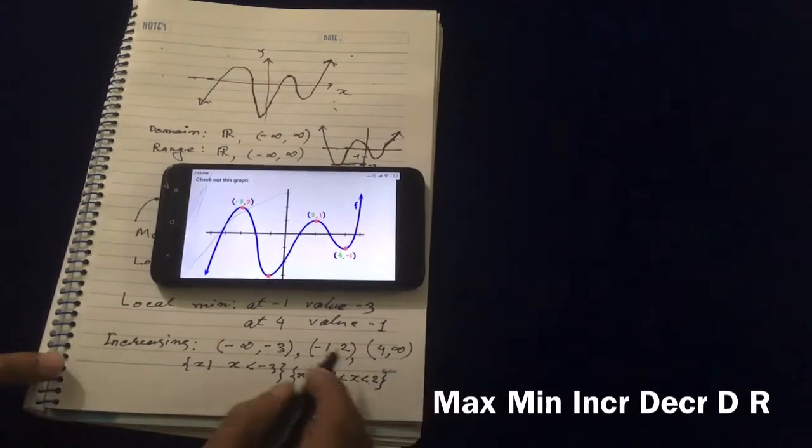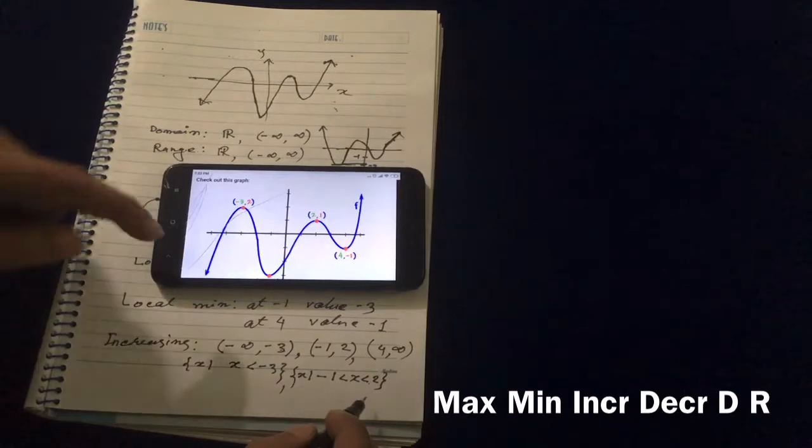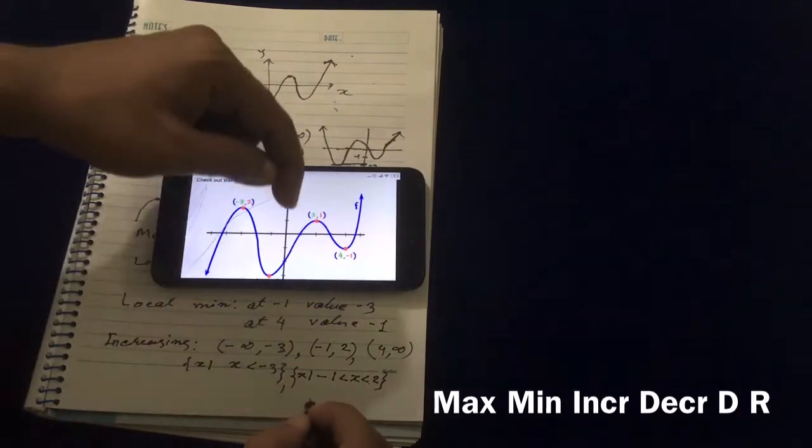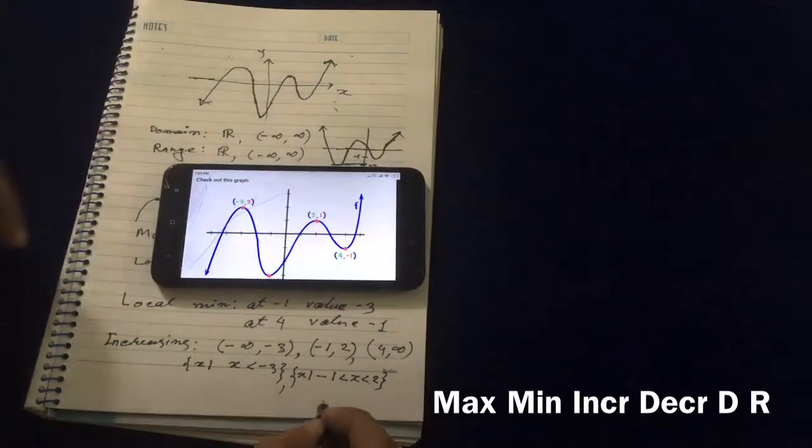Now you can ask, sir, why are you not giving equal to? Because at the point it is not increasing or decreasing. The point is not included in increasing or decreasing, because the point is constant. After the point it starts increasing or decreasing.